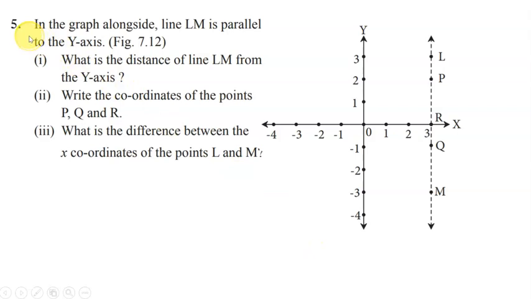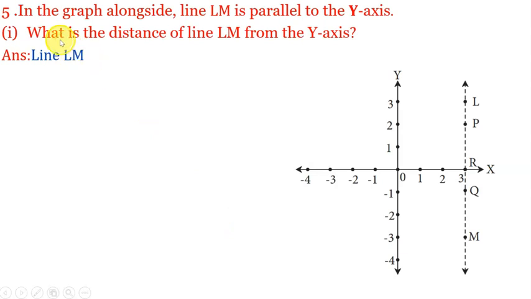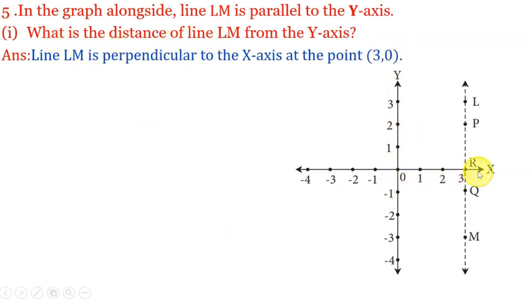Question number 5. In the graph alongside, line LM is parallel to the y-axis. What is the distance of the line LM from the y-axis? Write the coordinates of the points P, Q and R. What is the difference between the x coordinates of the points L and M? Okay, one by one. Now the first one: what is the distance of the line LM from the y-axis? The distance from the y-axis is 1, 2, 3.